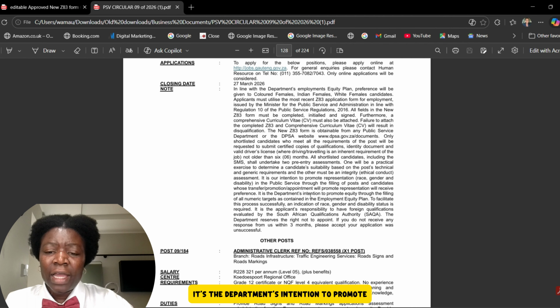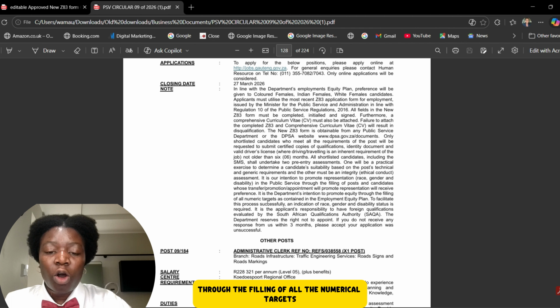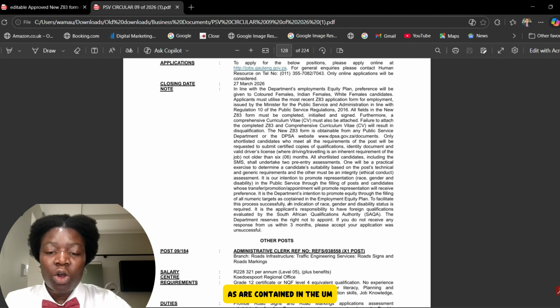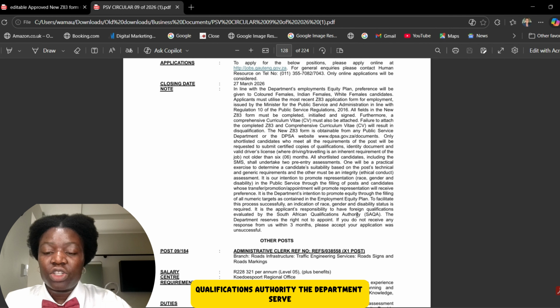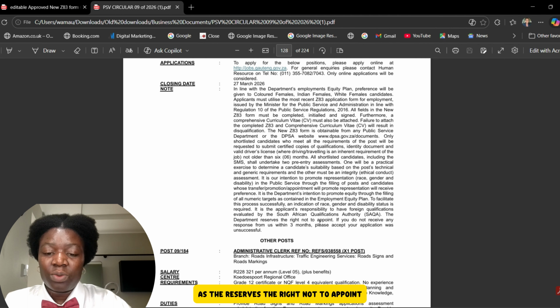It's the department's intention to promote equity through the filling of all the numerical targets as contained in the employment equity plan. To facilitate this process successfully, an indication of race, gender, and disability status is required by the South African Qualifications Authority. The department reserves the right not to appoint. If you do not receive any response from us within 3 months, please accept your application as unsuccessful.